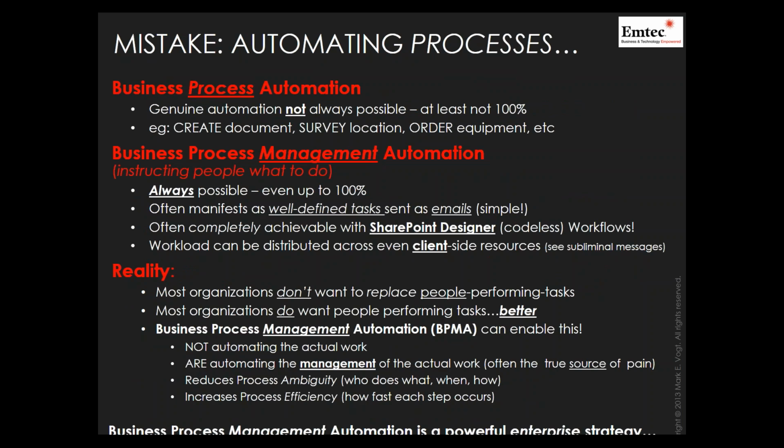One mistake that people make is that they try to actually implement something I'll call business process automation. They try to actually automate the creation of a document or the opening of something. And what you're really looking for is something that I'll call business process management automation. This is really telling people what they need to do. Ultimately, that ends up being what you really want to strive for. Why? Because it's always possible. It often manifests as several well-defined tasks and email messages that are going back and forth to people, even tasks in a task list that are being seen by people.